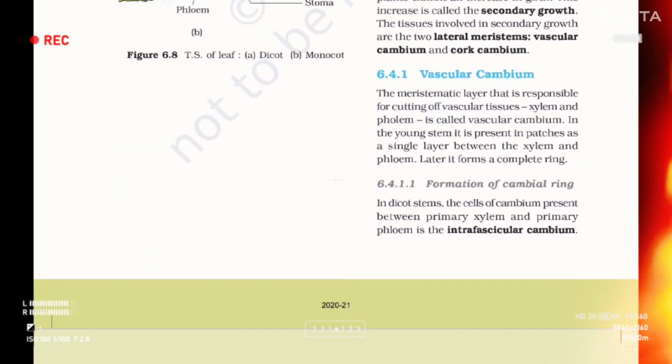6.4.1 Vascular cambium. The meristematic layer that is responsible for cutting off vascular tissues, xylem and phloem, is called vascular cambium. In the young stem, it is present in patches as a single layer between the xylem and phloem. Later, it forms a complete ring.